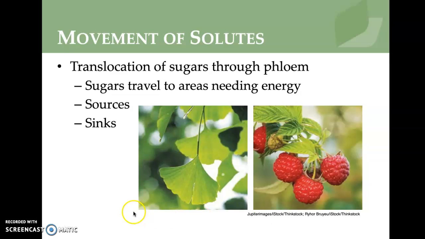And then, so when it says sources and sinks here, sources are where sugar is produced or stored in the plant, and sinks are where sugar is used in the plant.